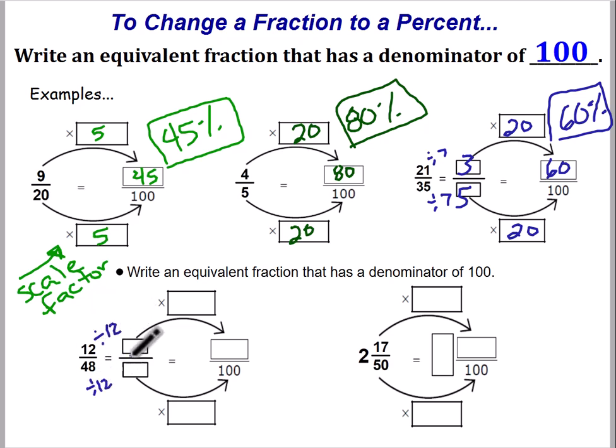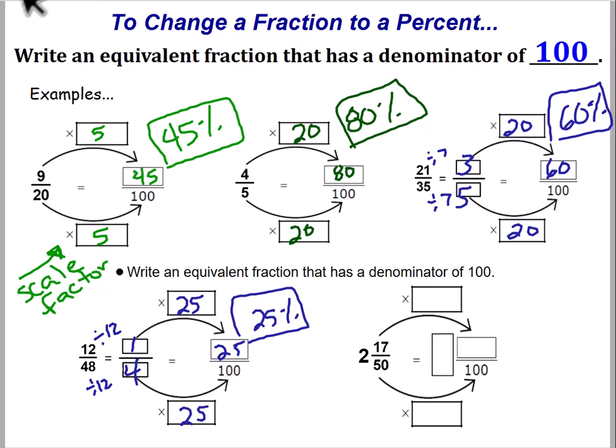12 divided by 12 is 1. 48 divided by 12 is 4. So now we have the fraction 1/4, which is a quarter, so we can multiply this by 25 to get 100. Do the same thing to the numerator. 1 times 25 is 25. Now that we have 25 out of 100, we can write that as our percent, 25%.